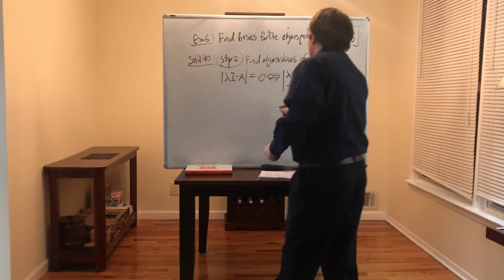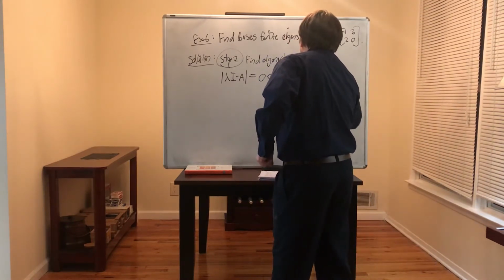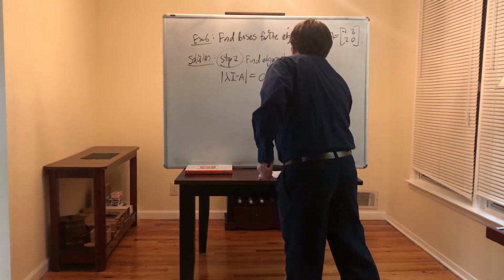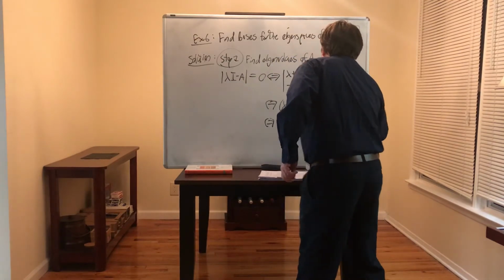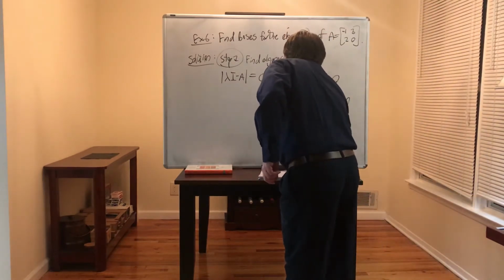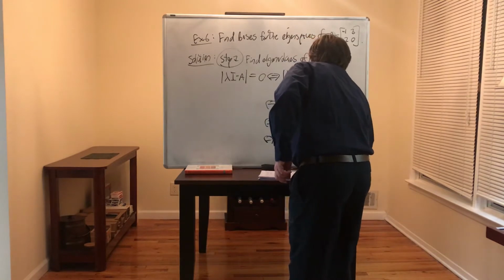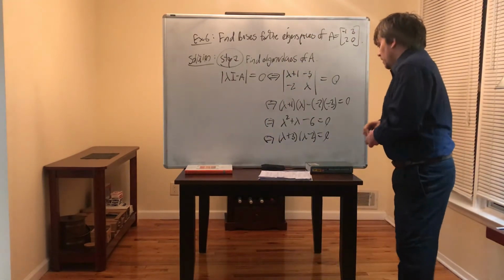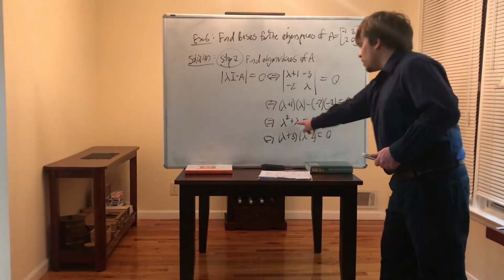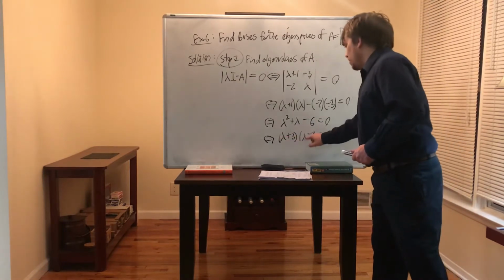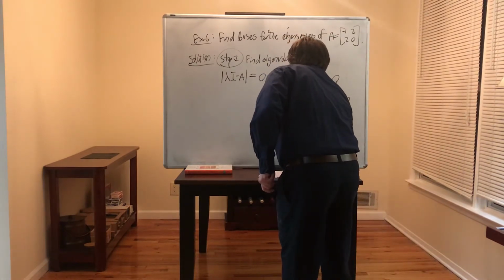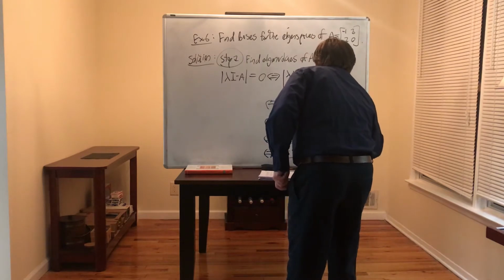So now the determinant equal to 0 is equivalent to saying lambda plus 1 times lambda minus -2 times -3 is equal to 0. That's equivalent to saying lambda squared plus lambda minus 6 is equal to 0. Okay? And that's equivalent to saying lambda plus 3 times lambda minus 2 is equal to 0, because 3 lambda minus 2 lambda is 1 lambda, 3 times -2 is -6, and lambda times lambda is lambda squared. So now that's equivalent to saying that lambda equals -3 or lambda equals 2.